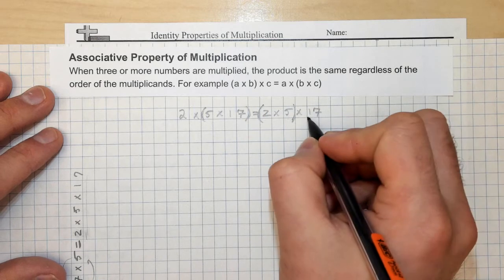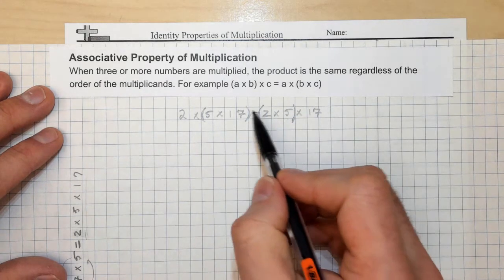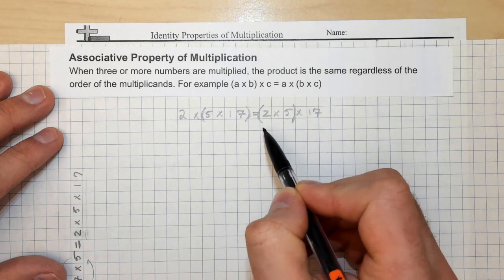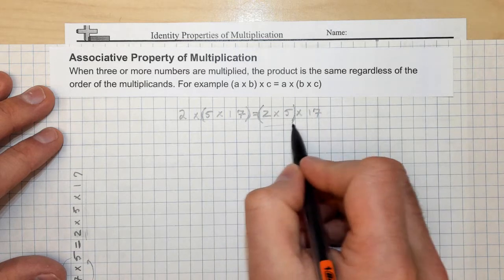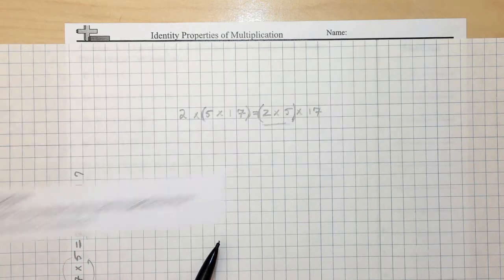So it's easier if I solve these first and go, okay, 10 times 17. Okay, that's much easier. So the associative property changes where the parentheses go, which in turn also changes maybe which part of the equation you solve first, because you always solve in parentheses first. So that's the associative property.